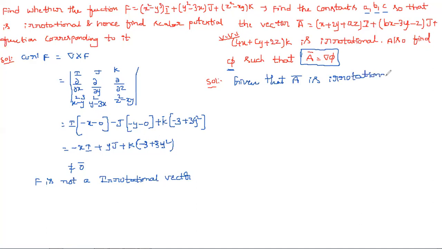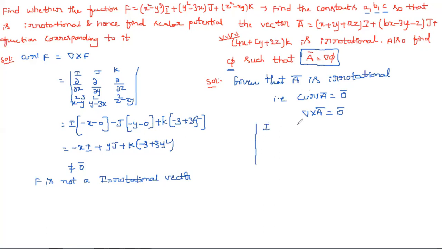Irrotational is nothing but the condition that curl a bar is equal to 0 bar. If this is satisfied, it is irrotational. Curl a bar is the word notation, and in symbolic notation we can write it as del cross a bar is equal to 0 bar. Now you can find this.